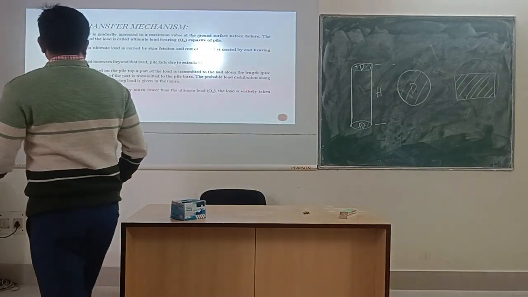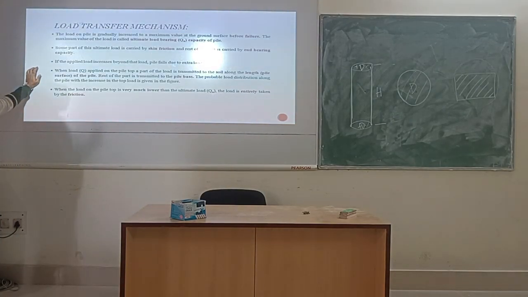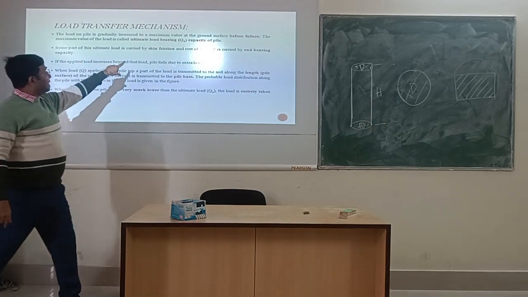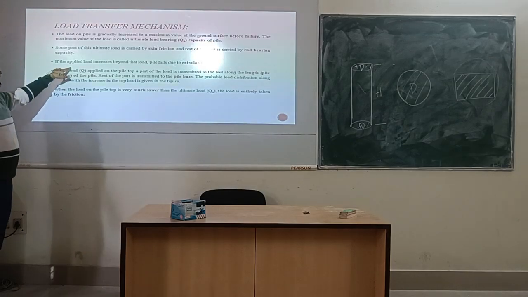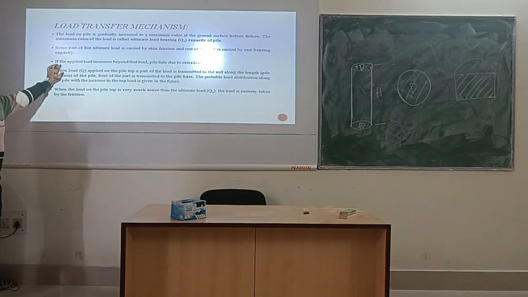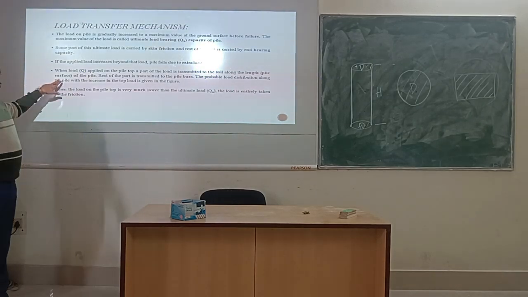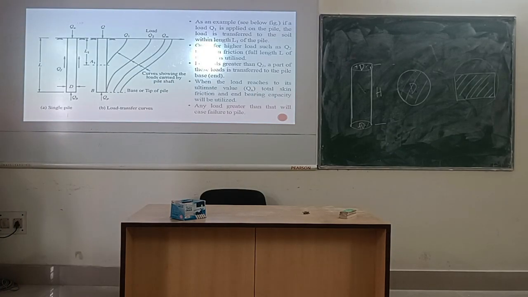Okay, so the friction capacity and end bearing capacity, this total summation will be the total bearing capacity of pile. Now the ultimate load bearing capacity Qu is this skin friction capacity plus end bearing capacity. If the applied load increases beyond the ultimate load bearing capacity, then that pile will fail due to the applied load.